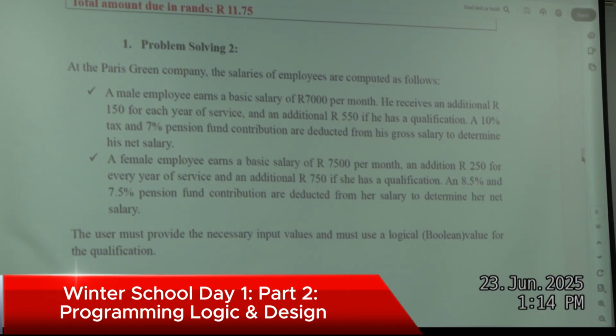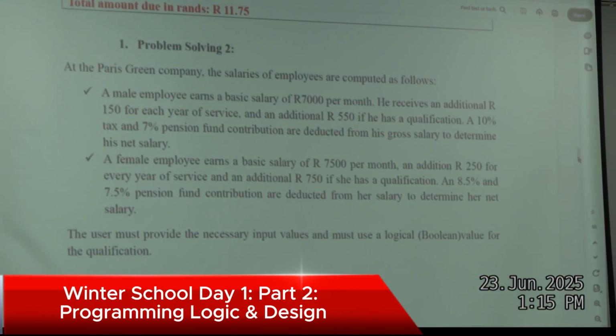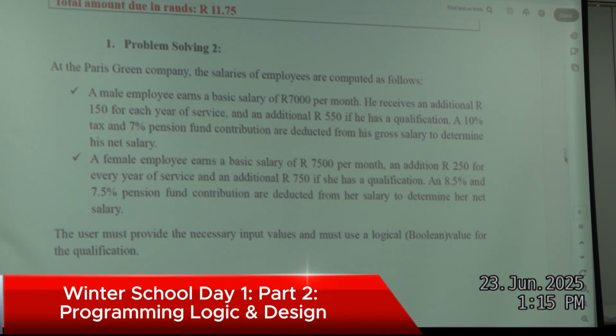At the Paris Brewing Company, the salaries of employees are computed as follows. A male employee earns a basic salary of 7,000 rand per month. He receives an additional 150 rand for each year of service, and an additional 550 if he has a qualification. A 10% tax and 7% pension fund contribution are deducted from his gross salary to determine his net salary.